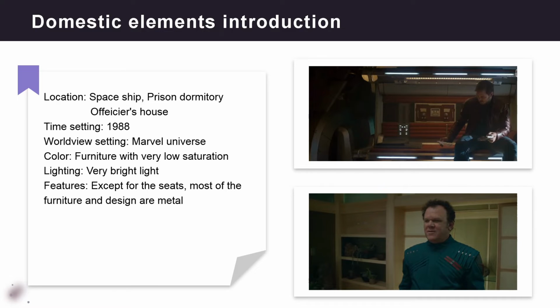Here's some background information about the design elements in this film. There are two locations which appear the most: the warship and the officer's house and office. The movie's time setting was 1988, and the worldview setting was the Marvel Universe. In addition, most of the furniture has very low saturation. Additionally, the lighting was generally very bright. As for the material, except for the seats, most of the furniture is made of metal.